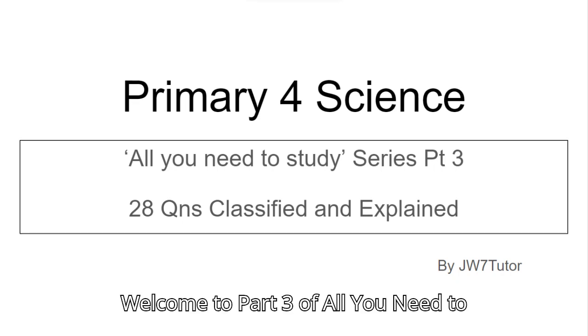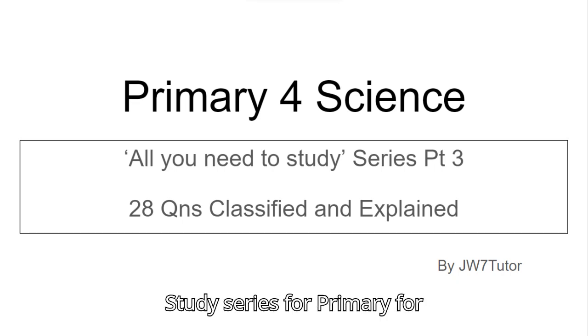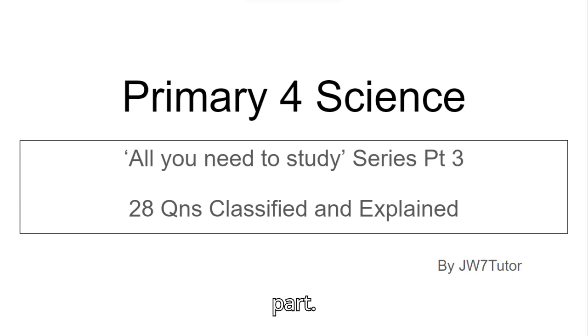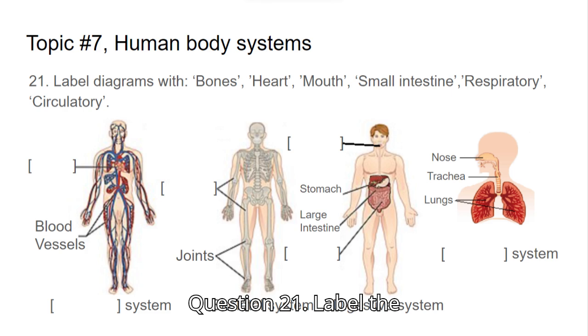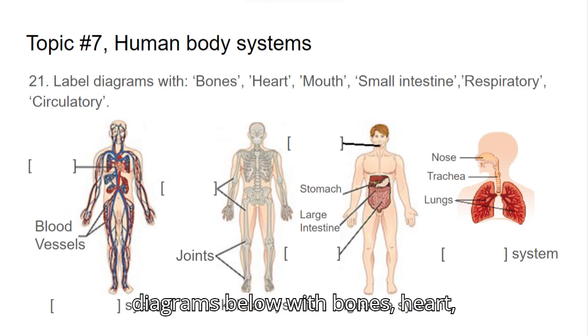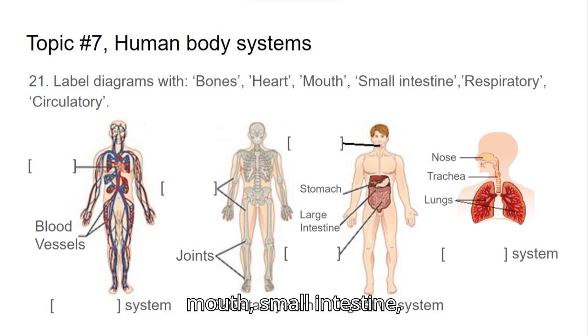Welcome to part 3 of All You Need to Study series for Primary 4 Science. This is also the final part. Question 21. Label the diagrams below with bones, heart, mouth, small intestine, respiratory, circulatory.